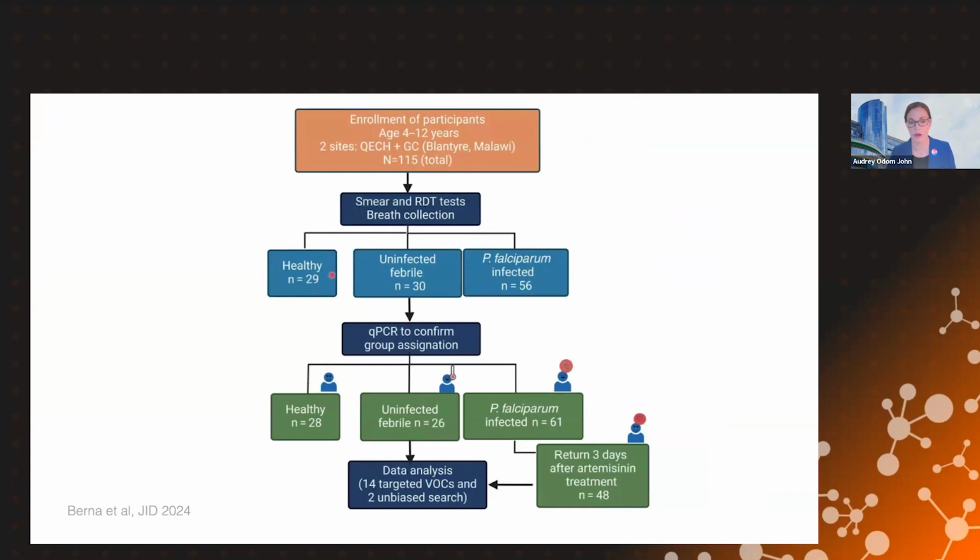We ended up with 29 healthy children, 30 children who were uninfected and febrile, 56 children who were Plasmodium falciparum infected. Once we did qPCR to confirm our group assignation, we had 28 healthy, 26 uninfected febrile, and 61 who were Plasmodium falciparum infected, as there were a couple patients who were thought to not have malaria whose qPCR was positive. And then we had pretty good compliance with returning to clinic. So we had 48 children who returned 3 days after treatment with the standard antimalarial artemisinin to get repeat VOCs.